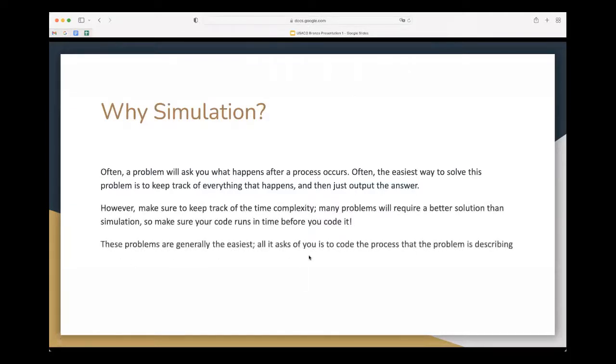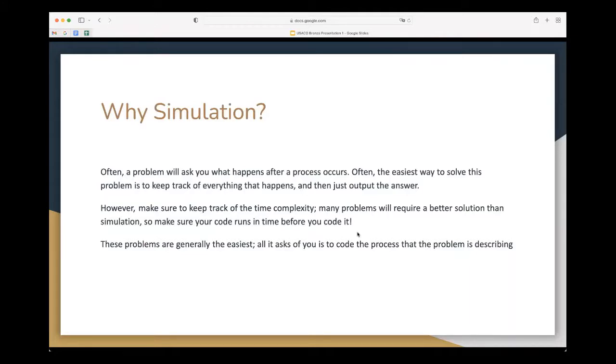So these problems are generally the easiest, and all it asks of you is just to code the process that the problem is describing. So if you're given a problem that is asking for a process, the first thing that should come to mind is, okay, can I do this problem with simulation? Can I simulate this process and get the answer?